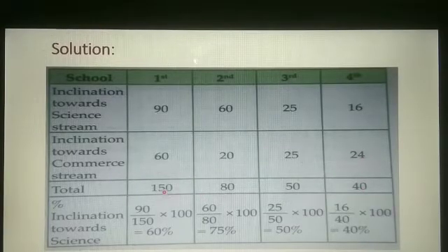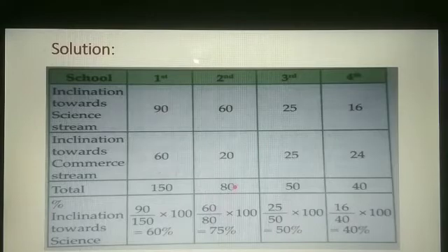So as you have calculated the total, now we will calculate the percentage of the students whose inclination is towards science. That we have to calculate. So first, out of 150 students, inclination towards science stream is what? 90 students were there whose inclination is towards science stream. So 90 upon 150 we will take. Total is 150. So 90 upon 150 into 100. That will be 60% in the first school.